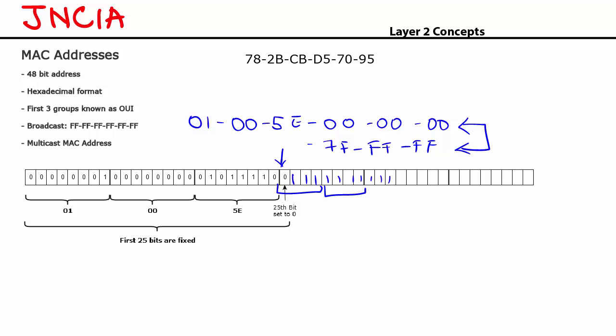That's about MAC addresses. Let's now talk about collision domains and broadcast domains.